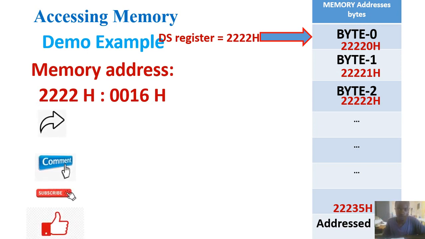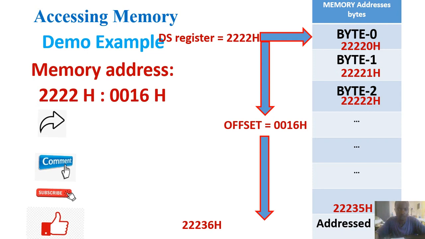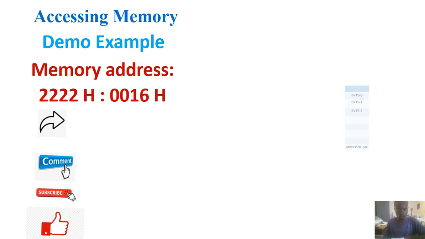So we move 1, 2, 3, 4, 5, 6, 7, 8, 9, 10, 11, 12, 13, 14. So those are the steps up until we get to that addressed byte. You see? That's what is happening. Our starting address, that's the starting byte, which is of size 8 bits. Then we get this physical starting address by multiplying the segment register by 10. Then our offset is 0016. We move 16 steps up until we get to 22236.